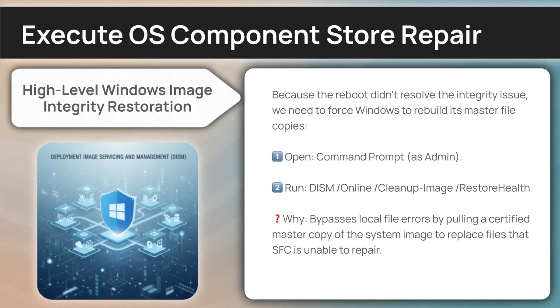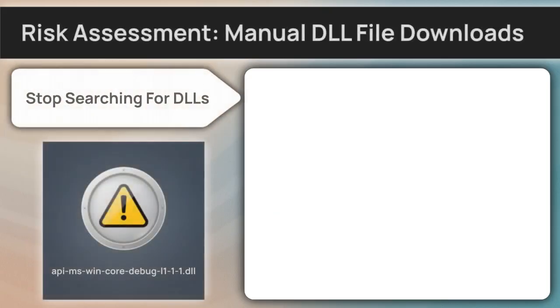Why are we doing this? Well, it bypasses local file errors by pulling a certified master copy of the system image to replace files that SFC is unable to repair.